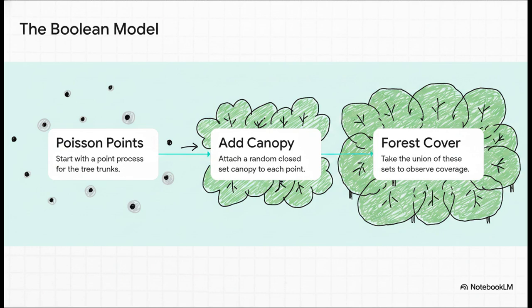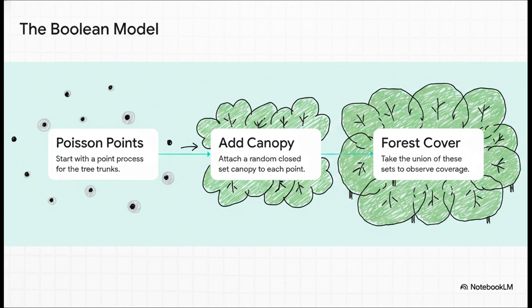To actually model this in practice, we use the Boolean model, which was introduced by George Matheron. It elegantly builds our forest in 3 distinct steps. Step 1, we start with our Poisson point process. These points represent the localized tree trunks. Step 2 is where we introduce the visual intuition of mathematical morphology. Imagine taking that single trunk point and dilating it. You're expanding a boundary outward in all directions to create the wide leafy canopy, which mathematicians call the grain.